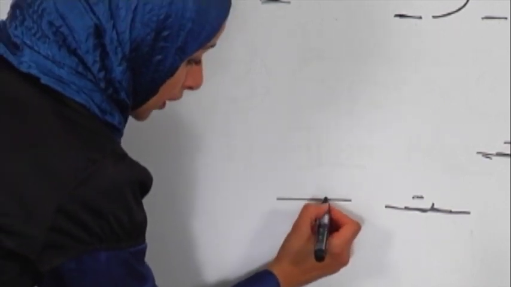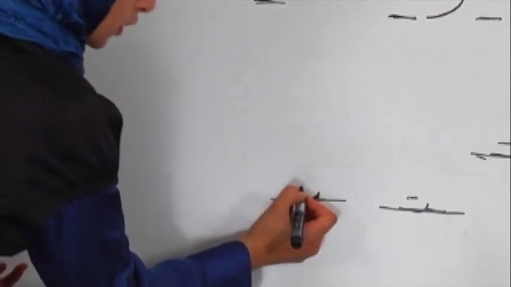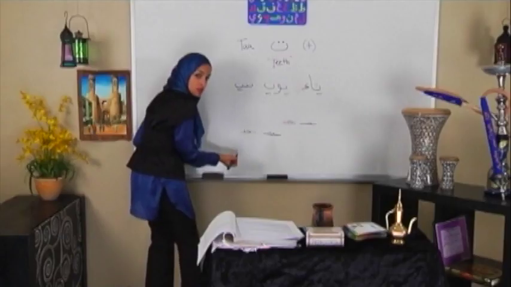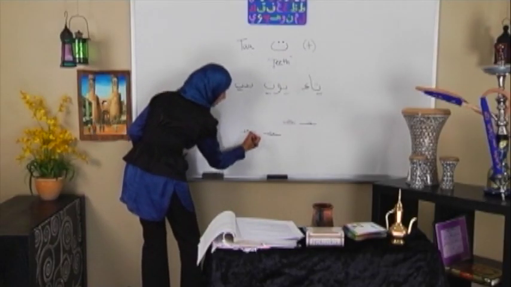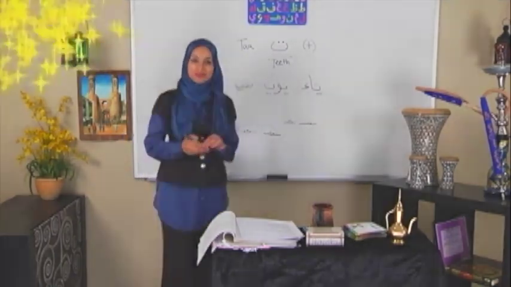Finally, at the end of a word, the ta simply looks like it does on its own with two dots, or you can connect the dots and it can be connected from the right side of it. And that's your ta.